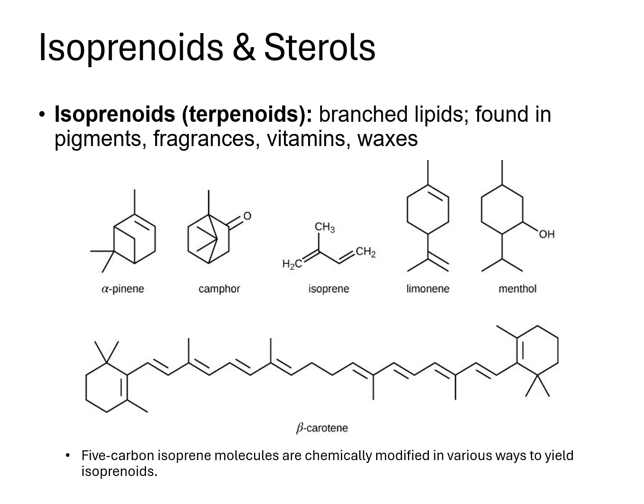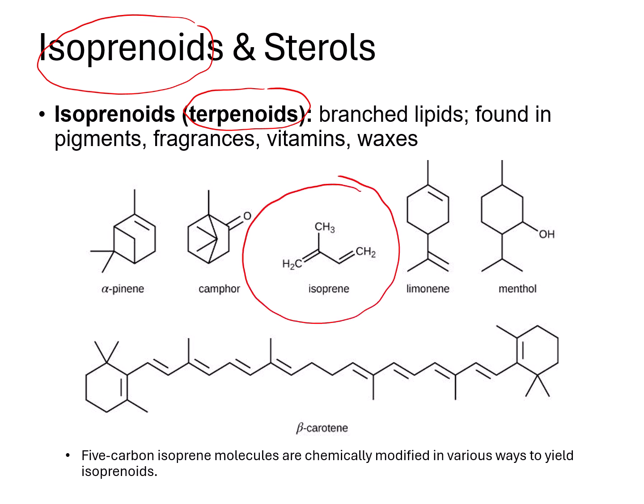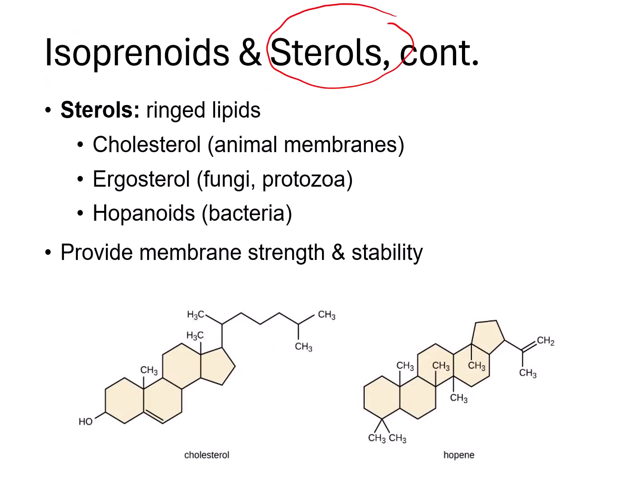Another lipid type are isoprenoids, also called terpenoids. These are branched lipids that are found in pigments, vitamins, fragrances, and waxes. These are formed from chemical modifications of the isoprene molecule. Sterols are ring-shaped lipids like the ones shown below here. Examples include cholesterol in animal cell membranes, ergosterol that can be in fungal or protozoa membranes, and hopanoids in bacteria that might be in their membranes. These sterols give cell membranes strength and stability.